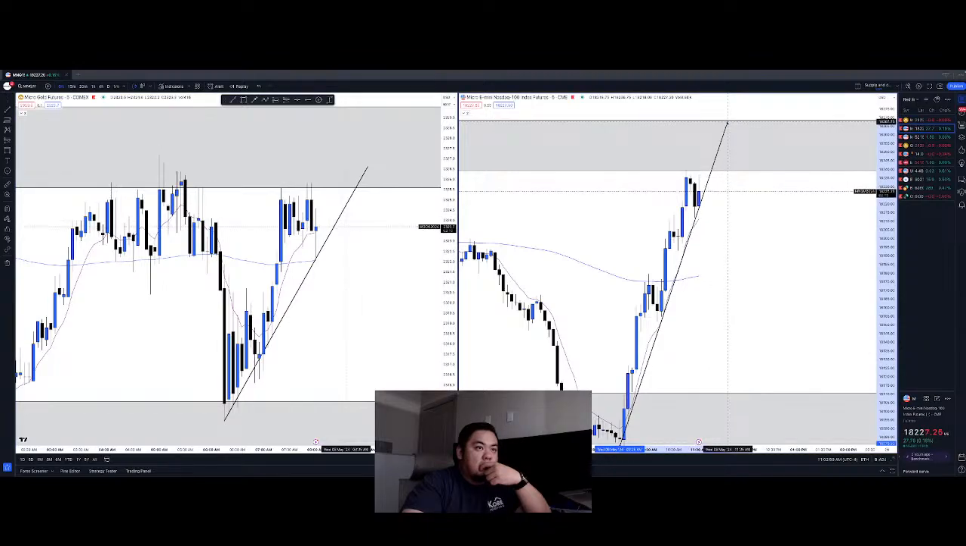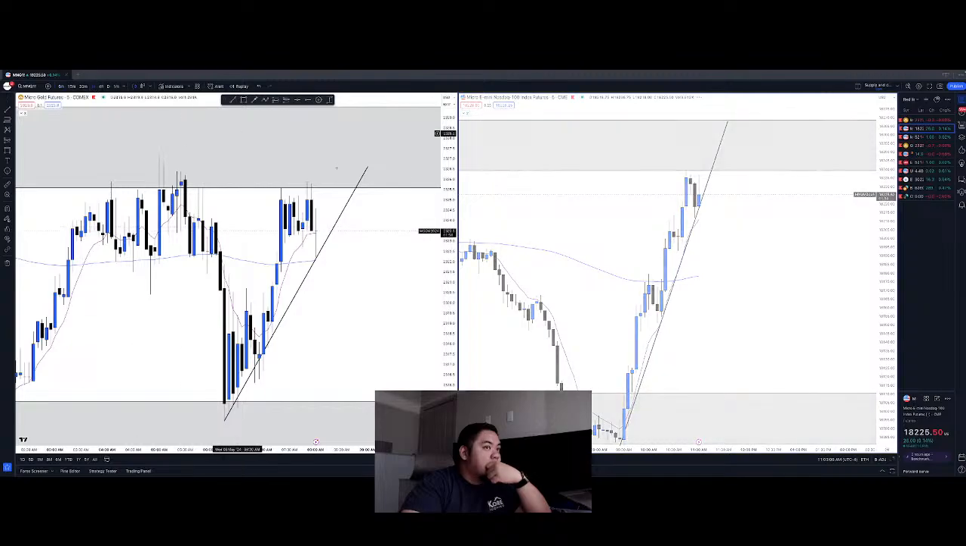It's rejecting, but I need it to reject further. Did we get trend line break in this 5 minute? Let's see. I'm trying to. I think it's working on it. I might not get it.